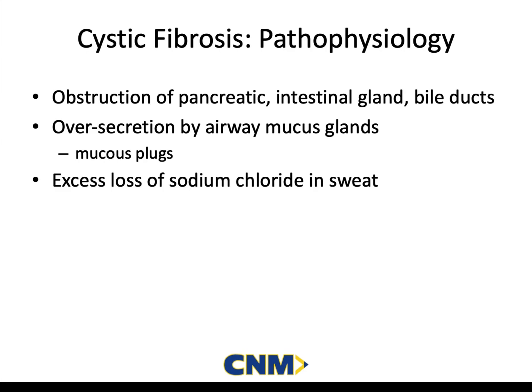Because we have the electrolyte shift of chloride with the water in the body, which produces the thick mucus, we can also have a lot of sodium chloride lost due to profuse sweating. That is usually also a common symptom associated with cystic fibrosis due to their overactive sweat glands. When we're talking about GI issues, it can obstruct the pancreas, the intestinal glands, and the bile ducts of the patient. Most of these people have some kind of GI feeding tube in order to get them the nutrients that they need.